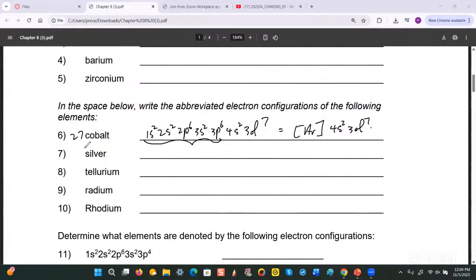Okay, next one is silver. Again, what's the atomic number of silver? 47. Okay.